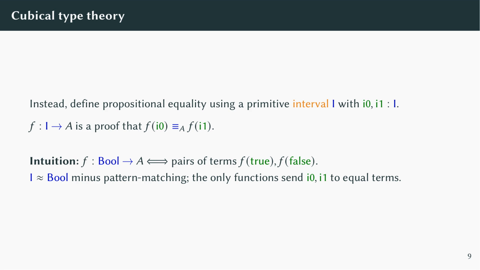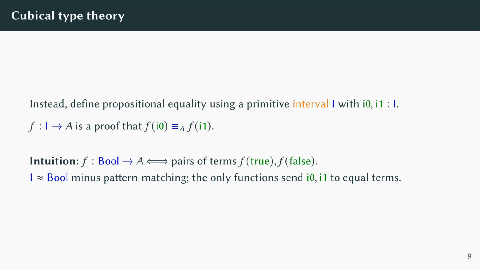Cubical Agda has a different version of propositional equality, which is defined in terms of a primitive interval I that has two constants I0 and I1. Using this interval, we say that a function f from I to A is a proof that f of I0 and f of I1 are equal elements of A.